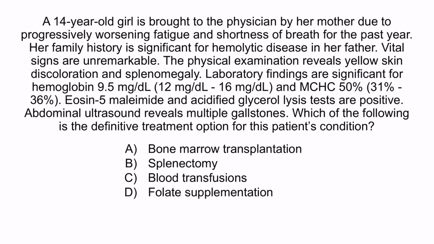Which of the following is the definitive treatment option for this patient's condition? A. Bone marrow transplantation. B. Splenectomy. C. Blood transfusions. Or D. Folate supplementation. This young girl presents with progressively worsening fatigue and shortness of breath for the past year.